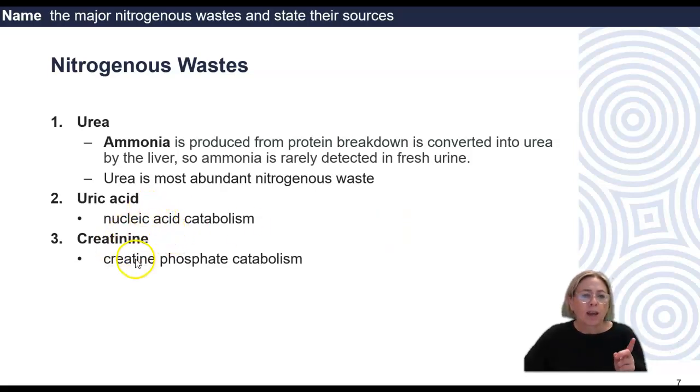And the third one then is creatinine. And creatinine is formed from creatine phosphate catabolism, which is found in skeletal muscle.